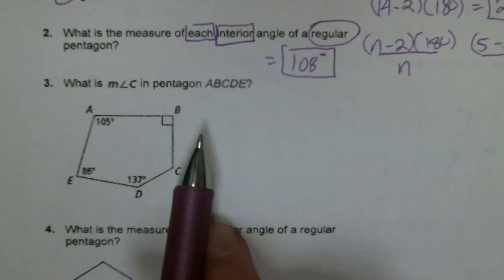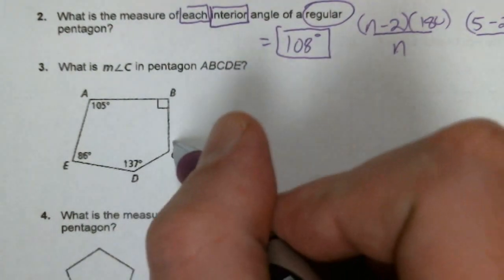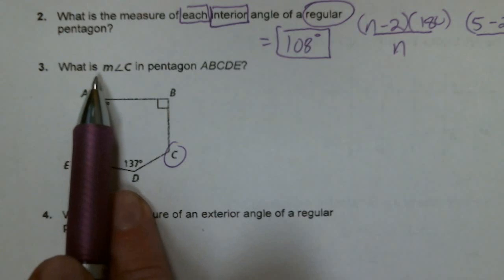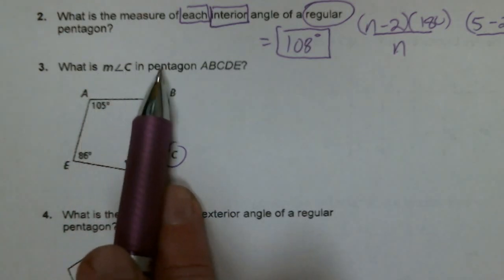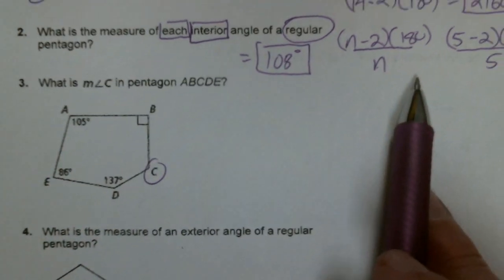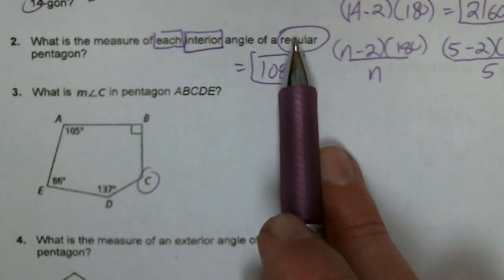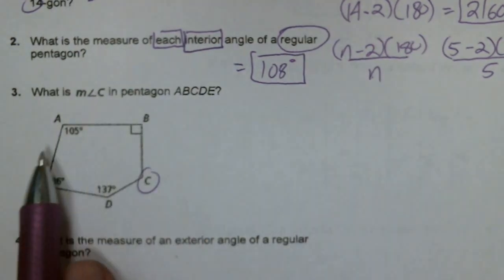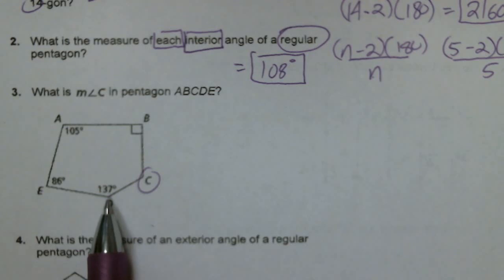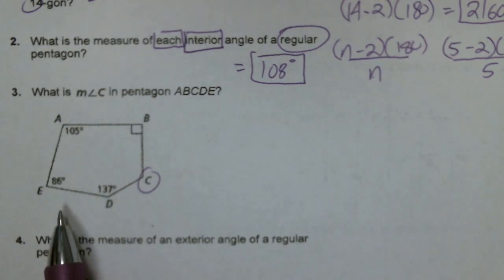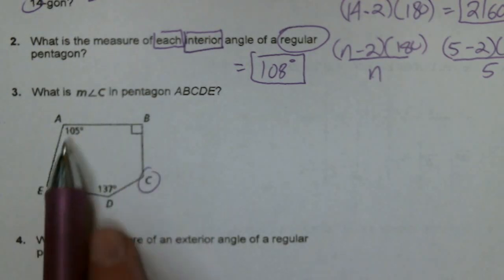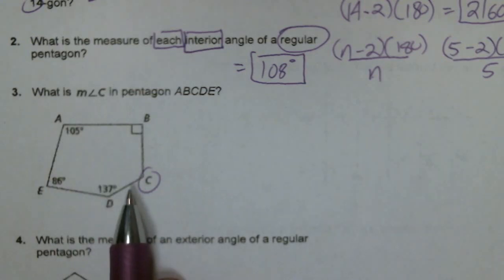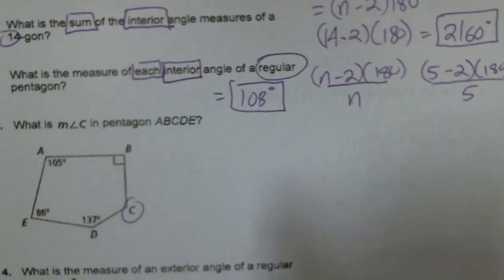Okay, number 3, I'm missing an angle here. I'm missing that guy. So we're being asked to find the measure of angle C in this pentagon. Now I can't use the formula that I just used because once again, that only works with a perfect polygon. This is obviously not a perfect polygon because a regular polygon means it's equilateral and equiangular. Obviously that's not the case because all these angles are different. Okay, so I'm going to have to go back up and use my sum formula.